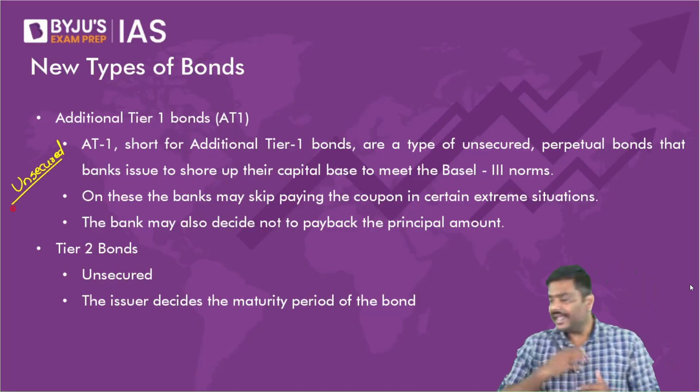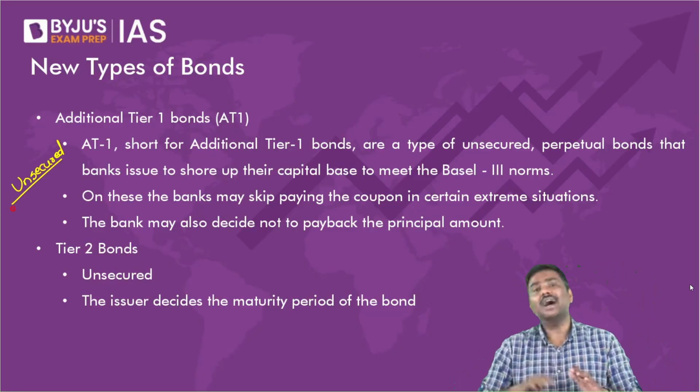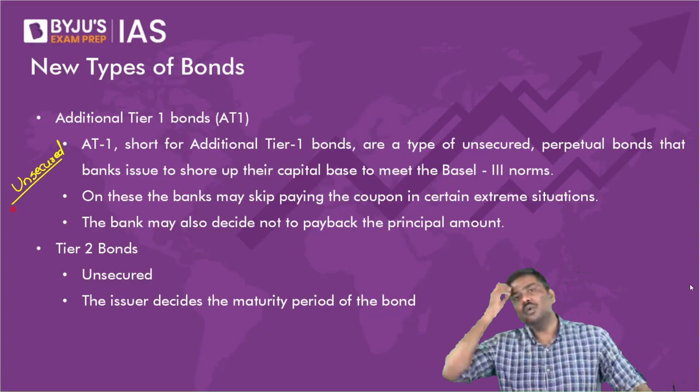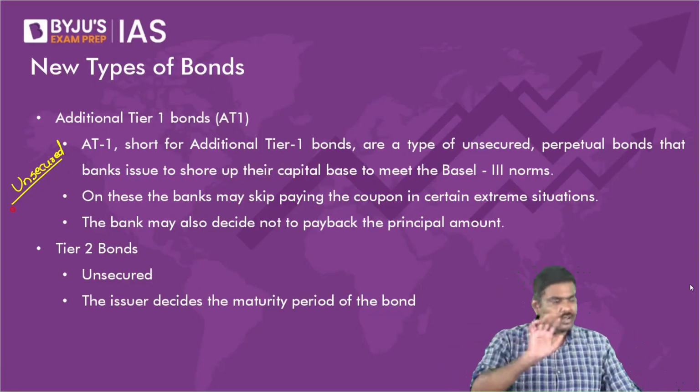Both additional tier 1 and tier 2 are unsecured bonds. Now, what do you mean by unsecured bonds? Follow this.